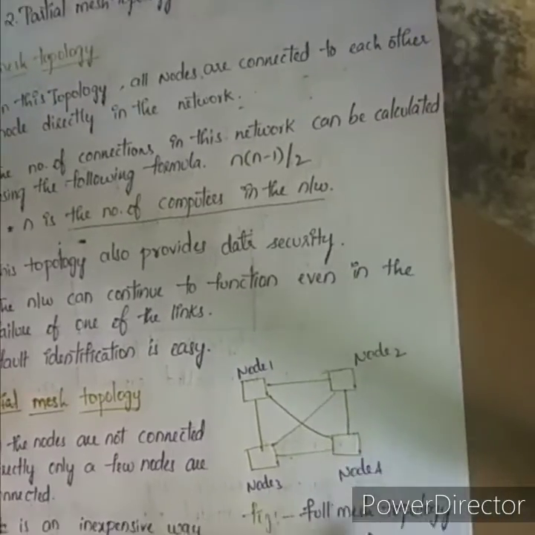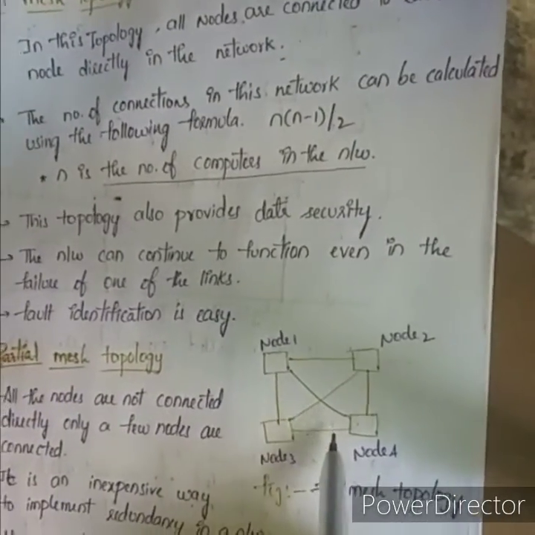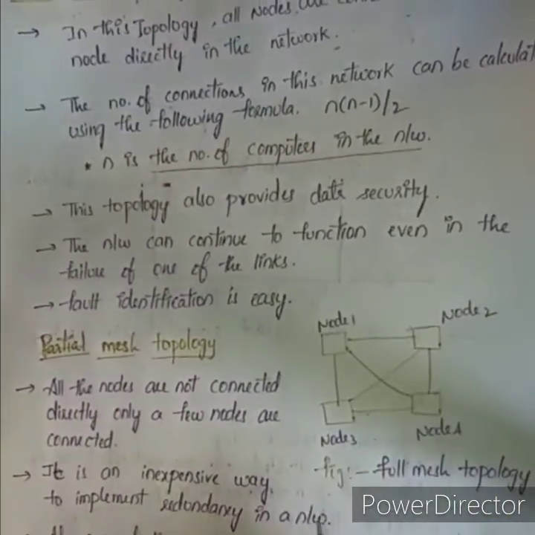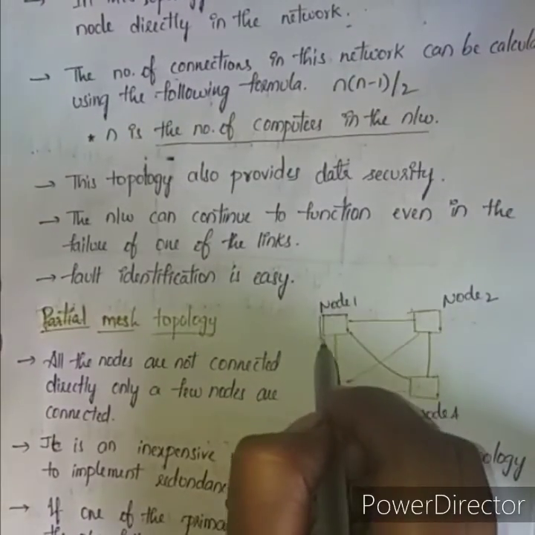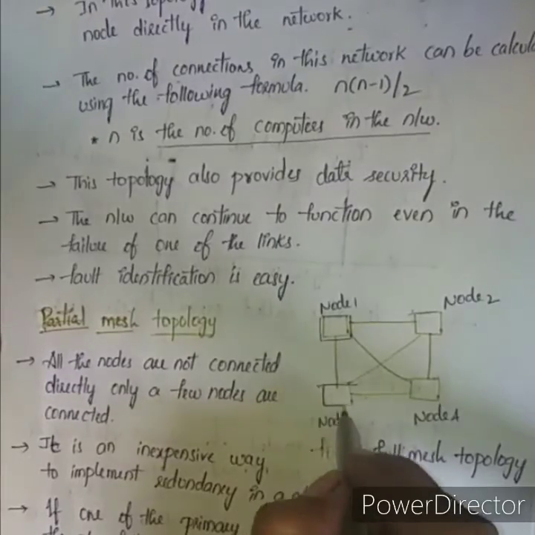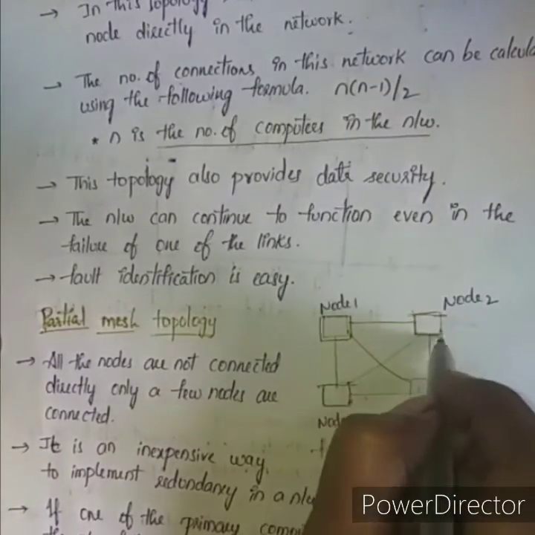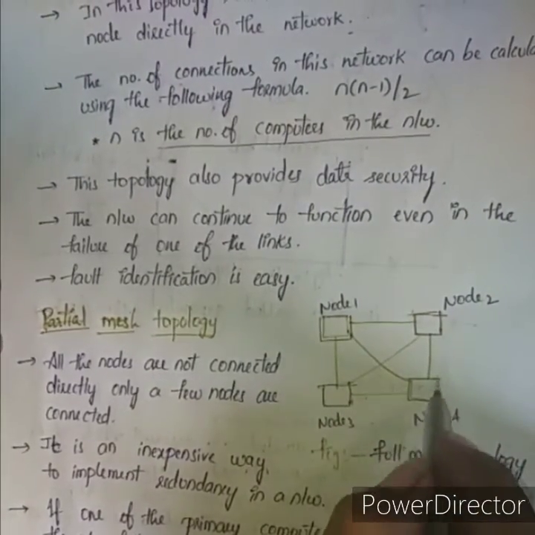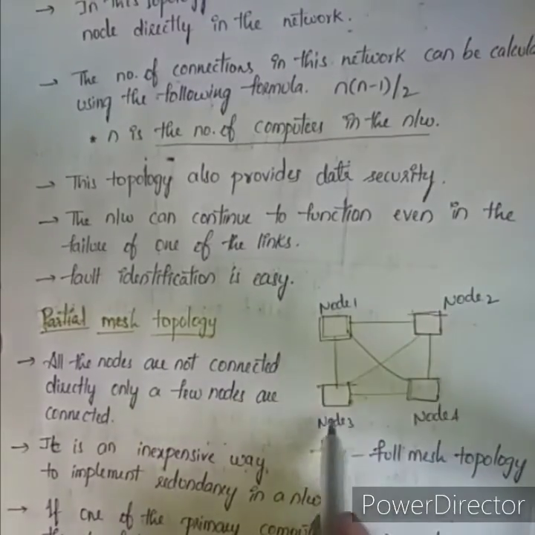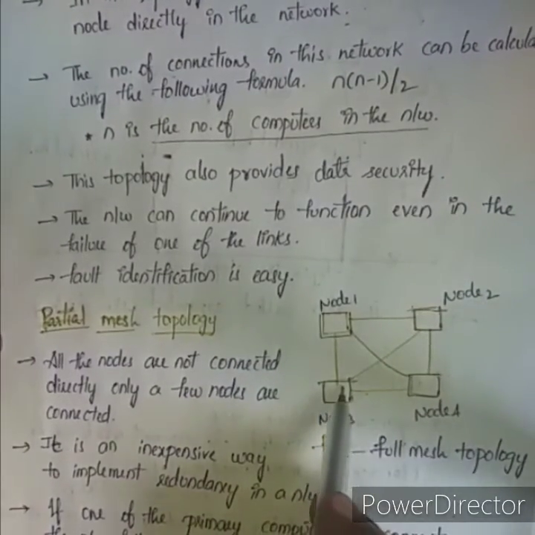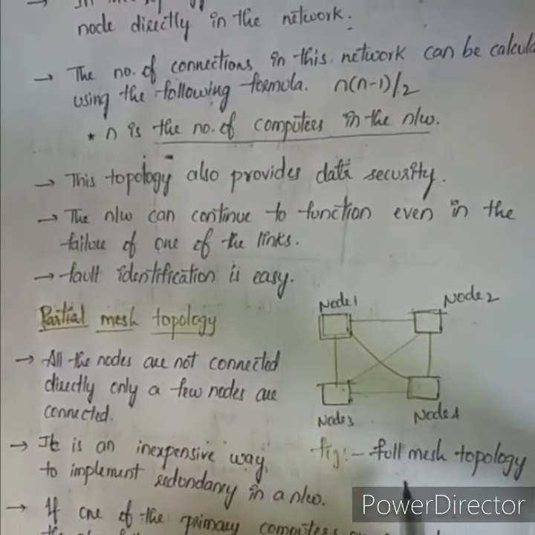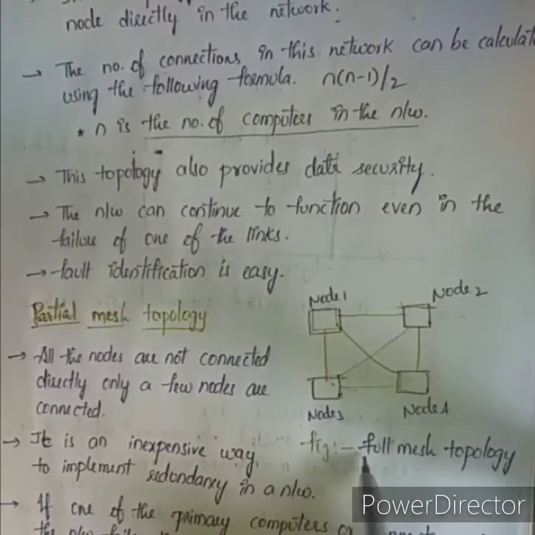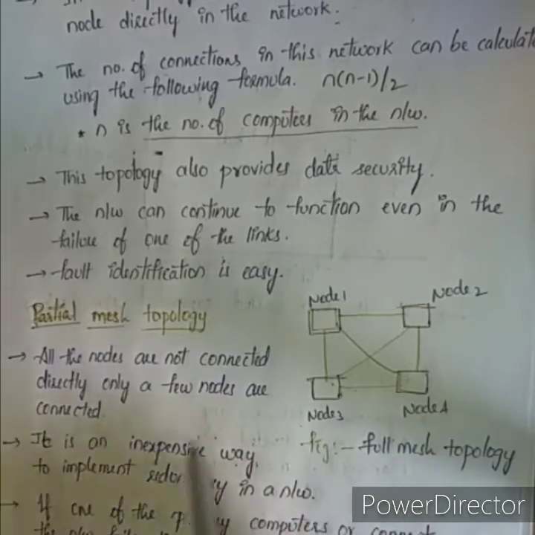This is the full mesh topology diagrammatic representation. These are the nodes. Node 1, node 2, node 3, node 4. Each node is connected to all the other nodes directly. Diagrammatic representation of full mesh topology.